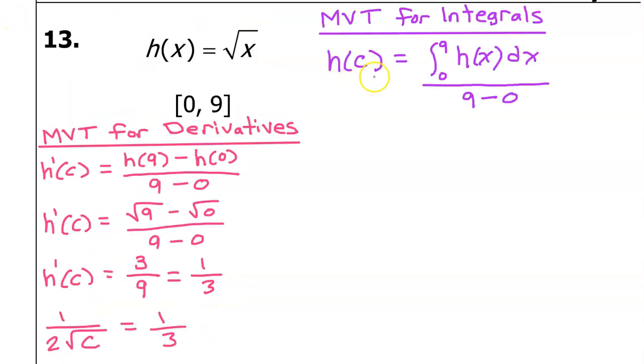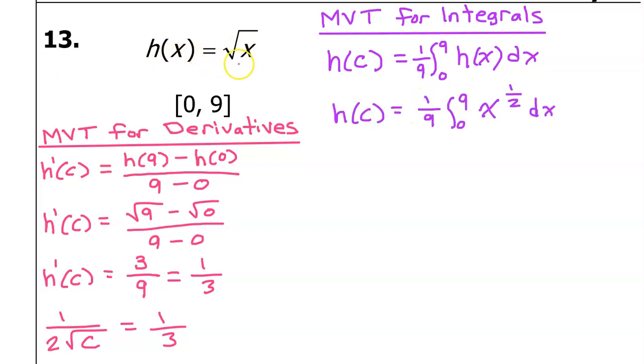Now let's find the value of c whose existence is guaranteed by the mean value theorem for integrals. On the interval from 0 to 9, there is some c where h at c will equal the average value of h. That's the integral of h from 0 to 9 divided by the interval 9 minus 0. 9 minus 0 is just 9, and dividing by 9 is the same thing as multiplying by 1/9. So you will often see it written this way.